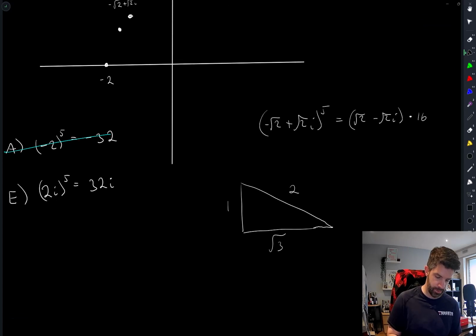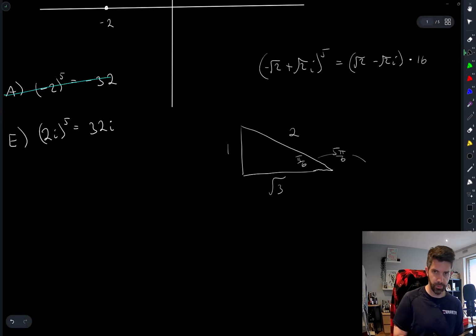Okay. 3 plus 1 is 4, take the square root, it's 2. So what is this angle? 30 degrees, which is pi over 6. So this is 5 pi over 6. Okay, so this number, -√3 plus i, is equal to 2e to the 5 pi over 6 i.